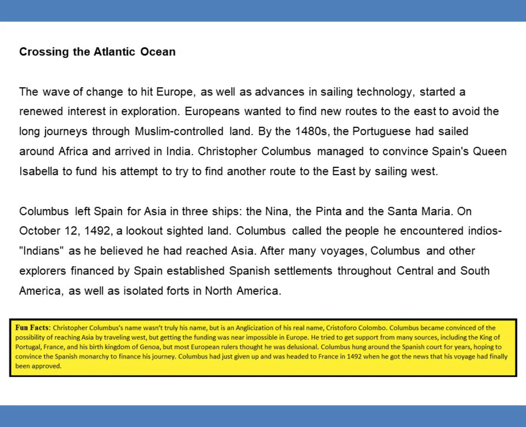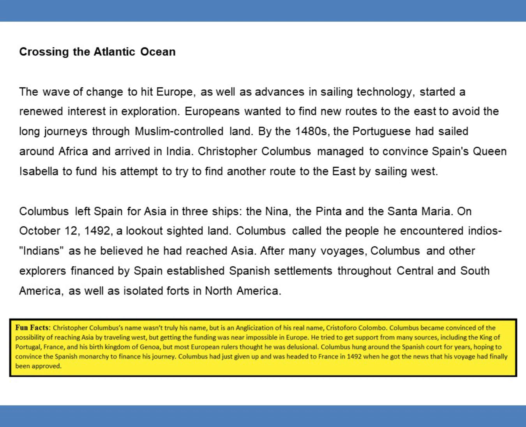Columbus left Spain for Asia in 3 ships, the Nina, the Pinta, and the Santa Maria. On October 12, 1492, a lookout sighted land. Columbus called the people he encountered Indians, as he believed he had reached Asia. After many voyages, Columbus and other explorers financed by Spain established Spanish settlements throughout Central and South America, as well as isolated forts in North America.